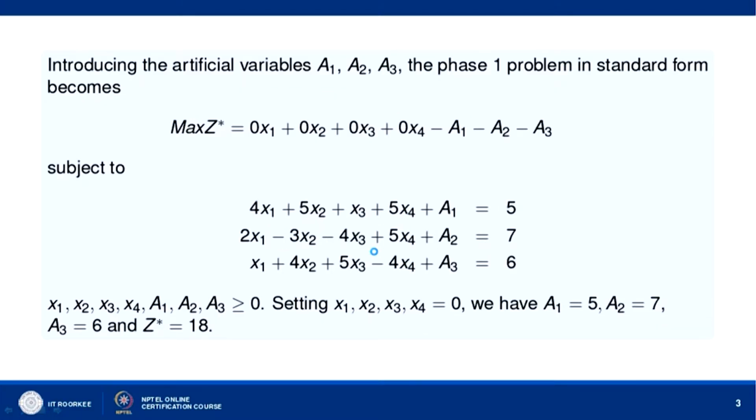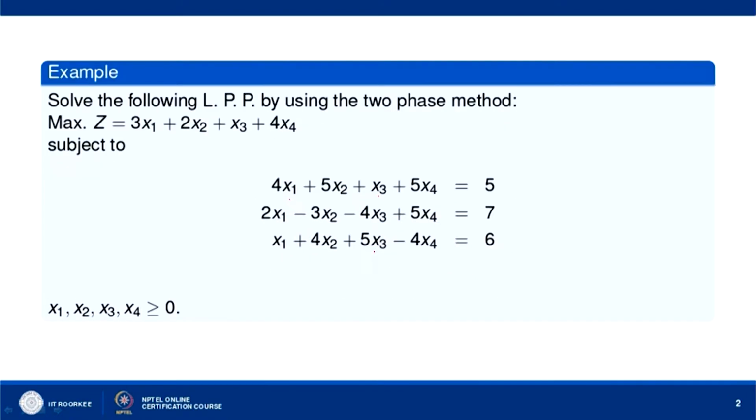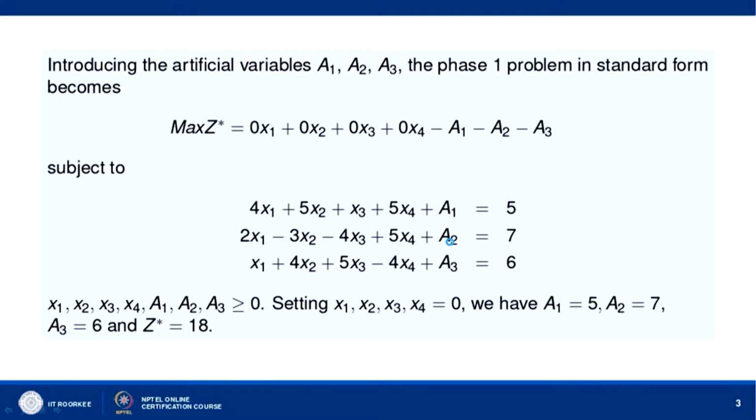Now, since these constraints are of equality type, equality here, equality here, equality here, we will consider the artificial variables a1, a2, a3. So, introducing the artificial variables a1, a2, a3, the phase 1 problem in standard form becomes: maximum of z star equal to 0 into x1, 0 into x2, 0 into x3, 0 into x4, minus a1, minus a2, minus a3. To the artificial variables, the coefficients are taken as minus 1, while for the decision variables x1, x2, x3, x4, the coefficients are taken as zeros.